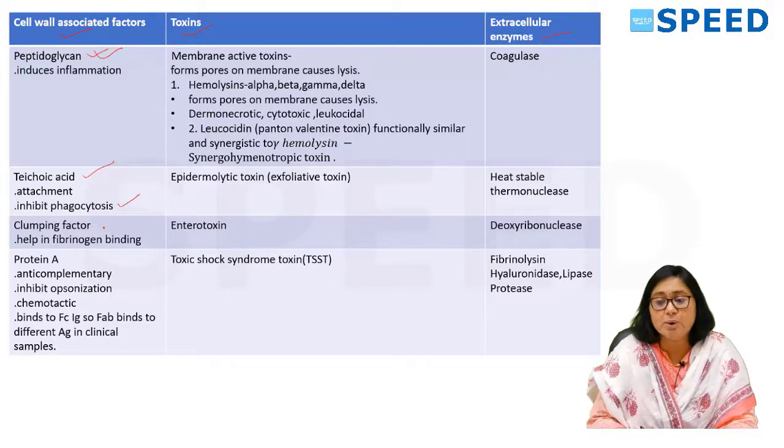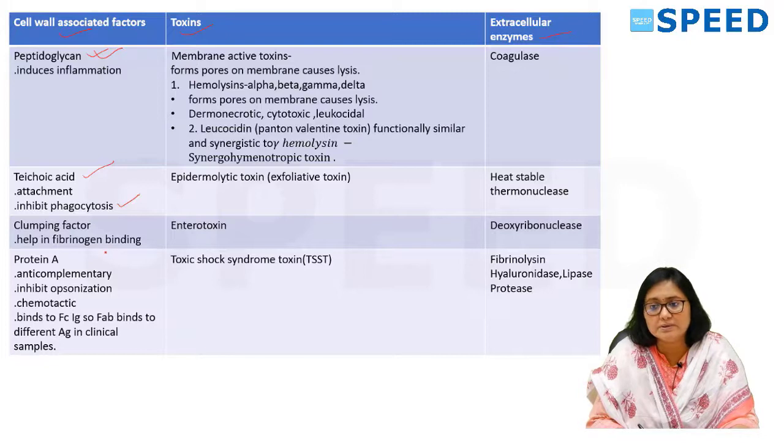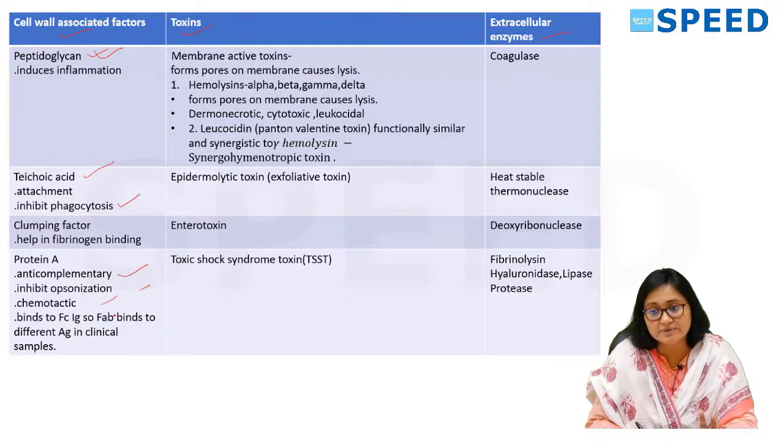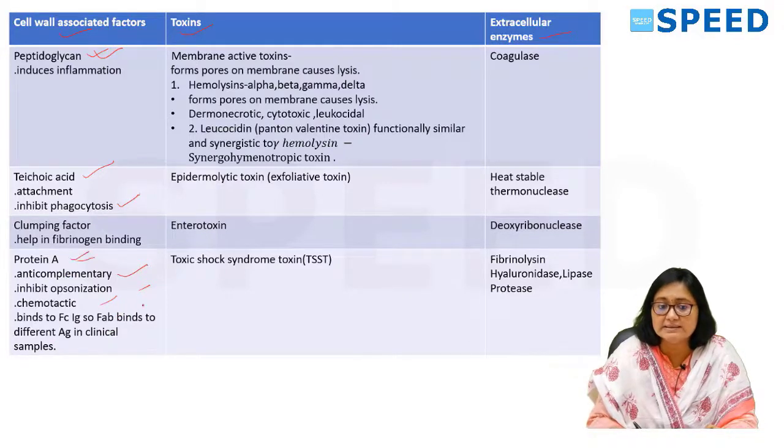They have cell wall associated clumping factors, which help in fibrinogen binding. That will make a clump or a fibrin clot around the bacteria and help in the survival of the bacteria. Then they have protein A, which acts as an anti-complementary, inhibits opsonization and chemotactic factor, and it will bind to the Fc of IgG. So the Fab portion will be free to bind a different antigen. So that is protein A, and this phenomenon is called co-agglutination.